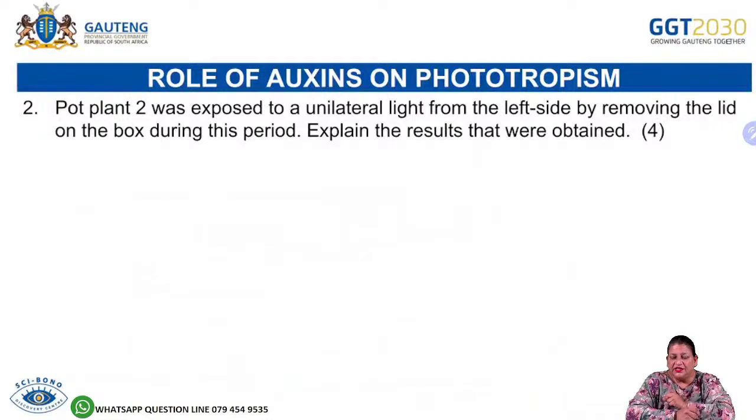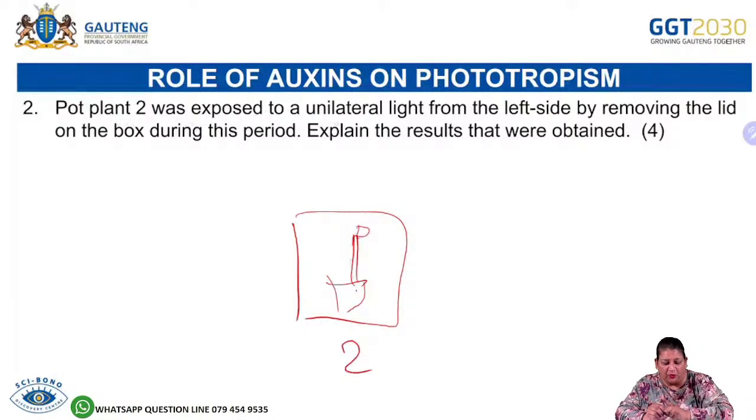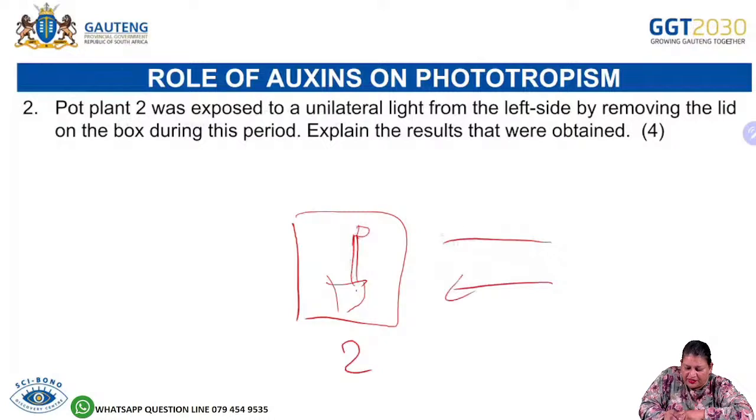Now they treated pot plant 2 differently. Pot plant 2, in the box, here's your pot plant. Remember, that's your plant and it had the agar block here. So pot plant 2 was exposed to unilateral light. We said light coming from one side. So the light came from the left hand side by removing the lid.